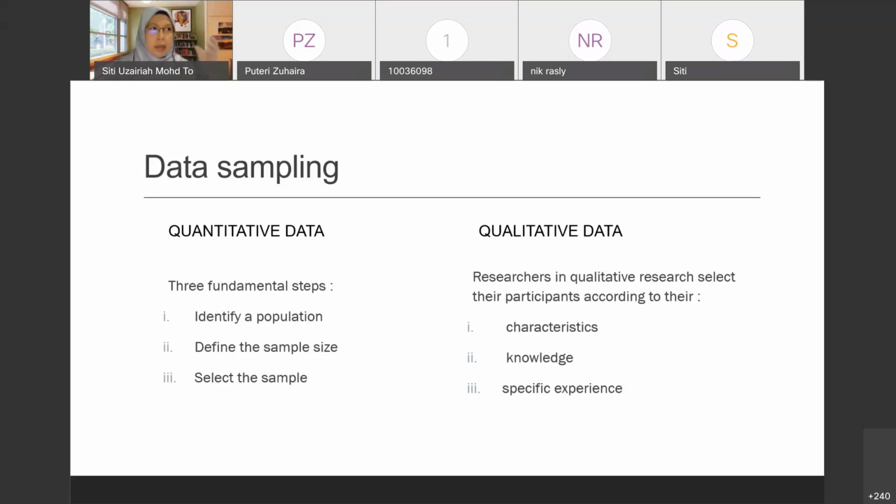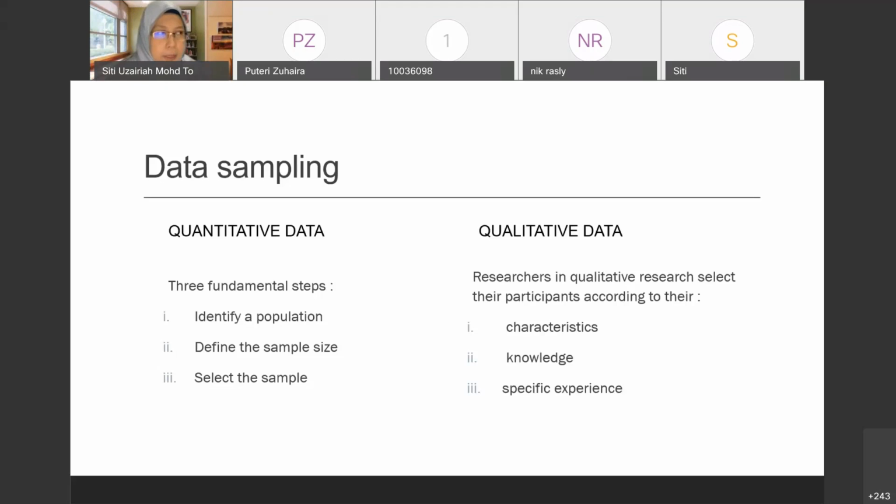Sometimes you know the number of the population, sometimes it's not. There are calculations for that, and tables to calculate how many samples for how many population. Okay, I'm not going to discuss that further. On the other hand, qualitative data is more or less similar, because you identify a population that can represent the problem that you try to solve. Same goes with qualitative data.